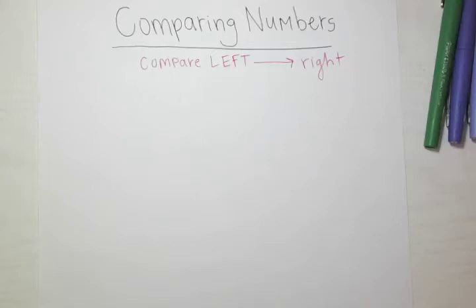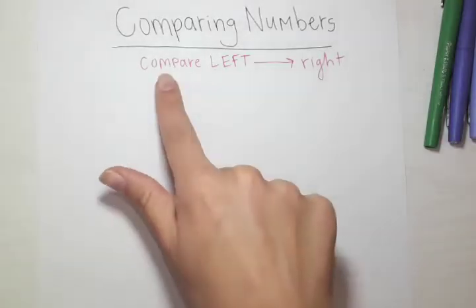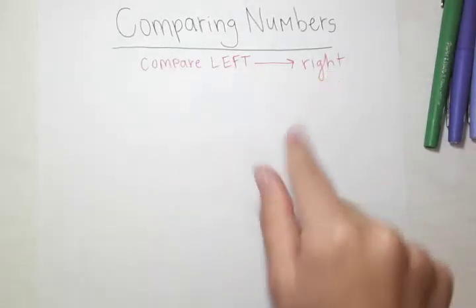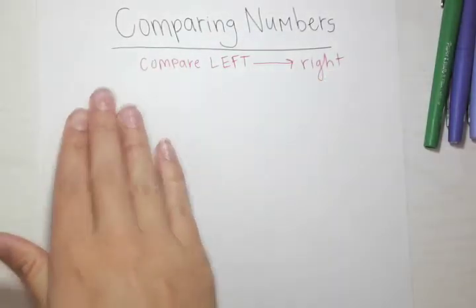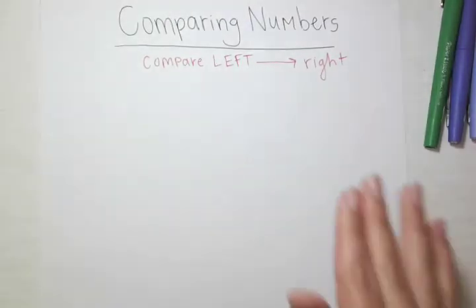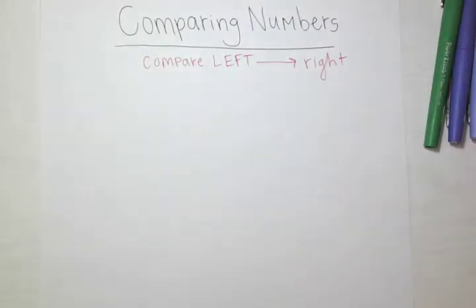Hello! This video is all about comparing numbers. As we know, we always compare left to right. We start with the digits on the left and move to the digits on the right because we want to start with the largest place value.